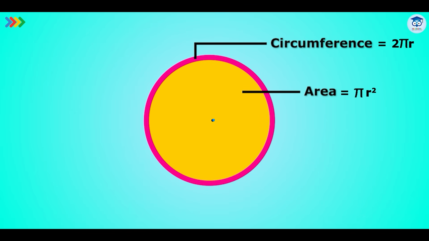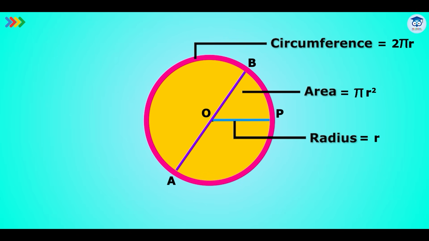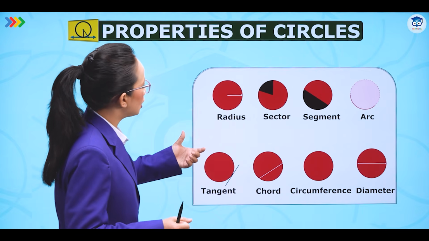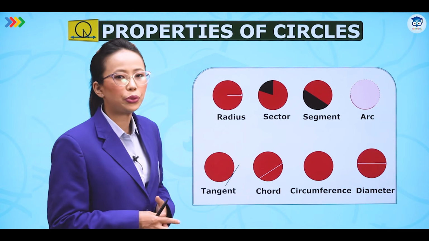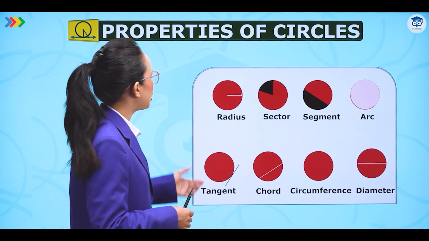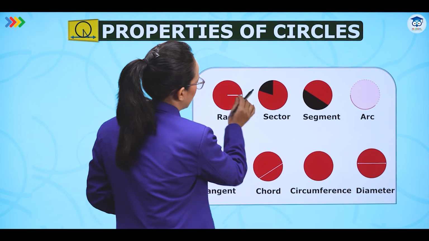Next, we know about the radius. The radius is the line segment that connects the center to the points on the circle. This is a fixed value. Then we have the diameter. The diameter is the line segment that passes through the center, so it becomes 2r, 2 times the radius. These are the terms that we are going to use. So we have the radius, which is fixed.